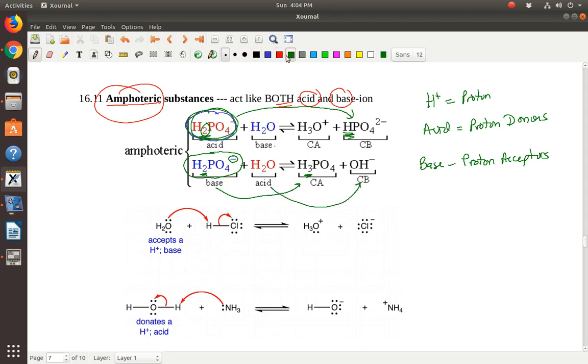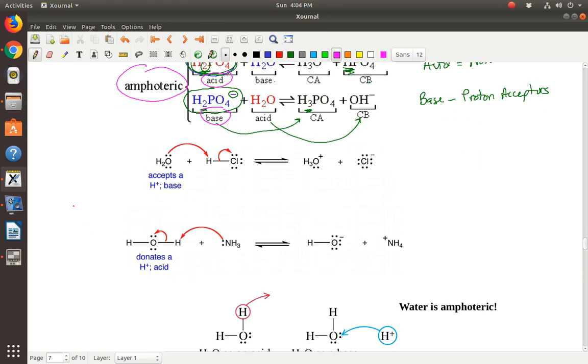So if it can act like both an acid and a base, it's amphoteric. That's all that means. Water is amphoteric. It can do both. Here, water is acting like a base. It's taking the hydrogen away from hydrochloric acid to become, instead of having 2 hydrogens, it now has 3.